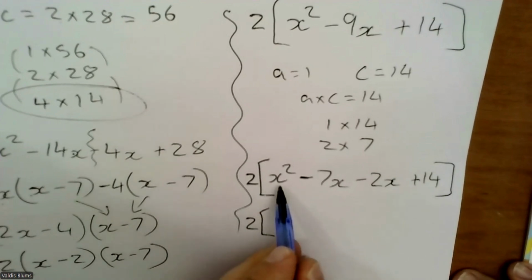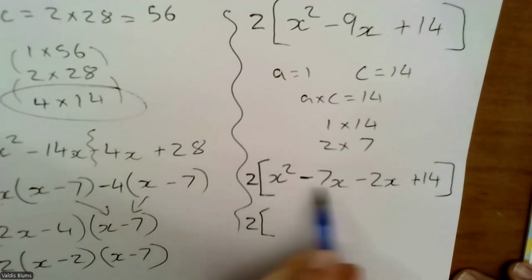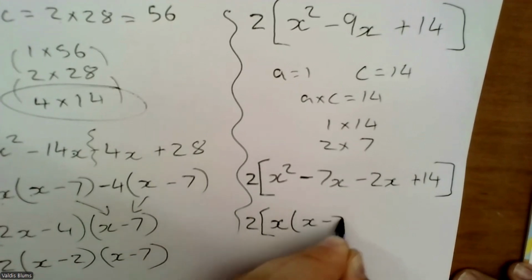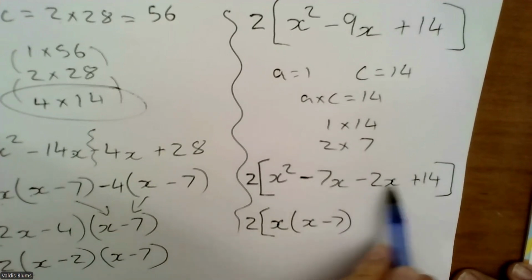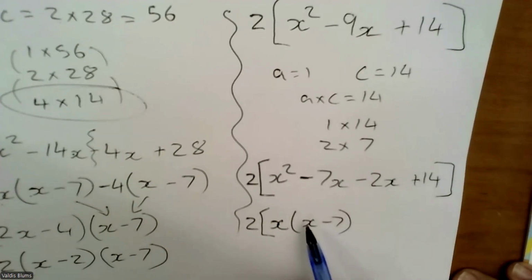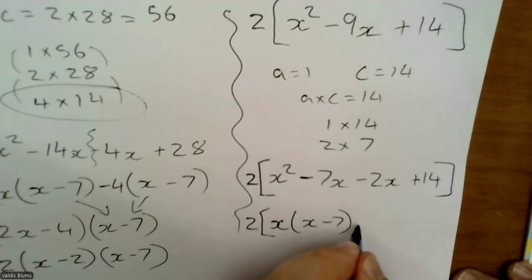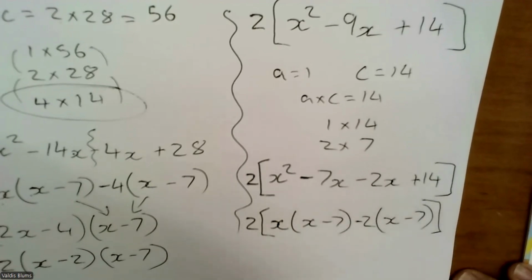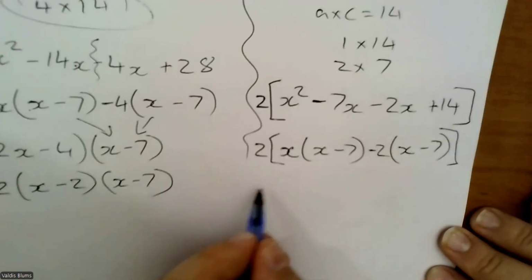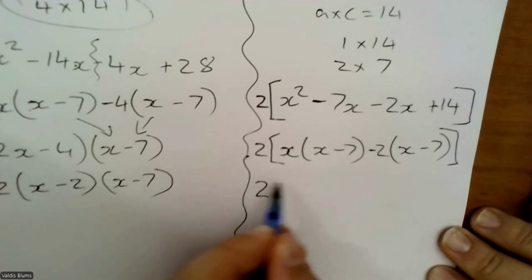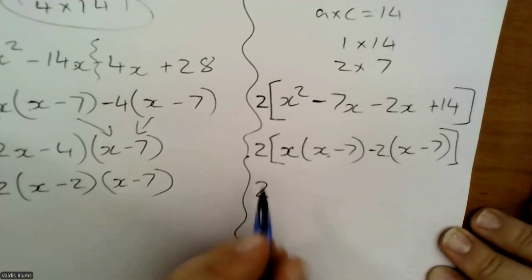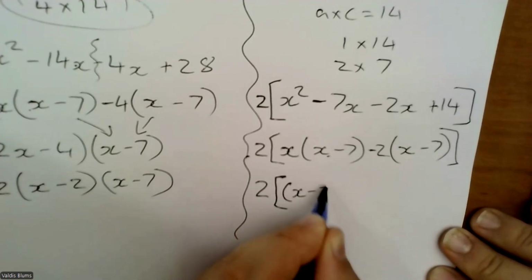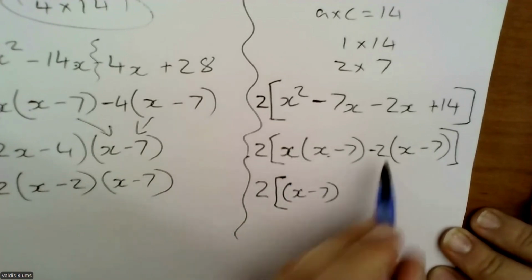Pulling out a common term in the first two terms is x, leaving behind x minus 7. And then in the second two terms, to get a positive x, I'm going to have to pull out negative 2. We get x minus 7 again. Awesome, things are looking as they should. And so factorizing out the x minus 7 next, left behind an x and a negative 2.